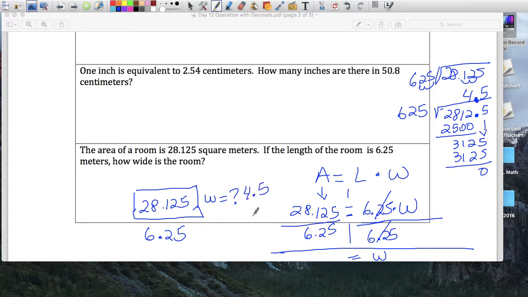So how wide is that room? 4.5. You can always double check. Length times width should give you 28.125. 6.25 times 4.5 should give you the area of this particular room. Okay, that's it for today.